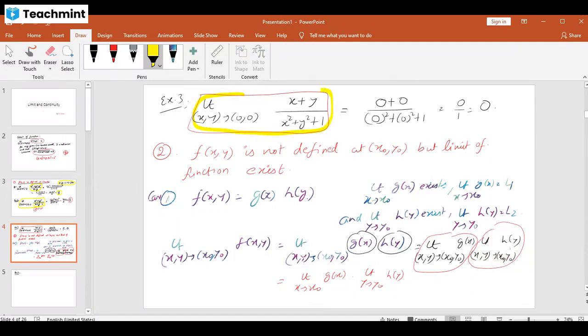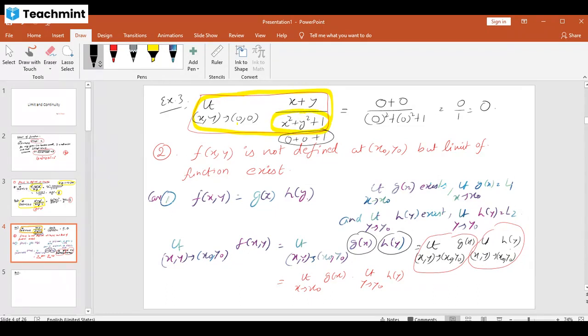Now again, it is a rational form of the function where your numerator and denominator both are polynomial functions. So again, if I substitute x equal to 0 and y equal to 0 in the denominator, its value is 0 plus 0 plus 1. Of course, your denominator is non-zero because of the presence of this constant term. So it means your function is defined at this point.